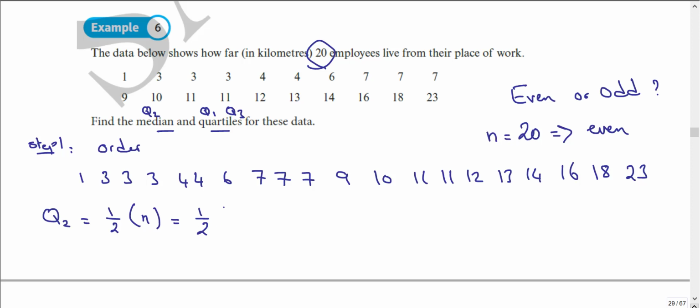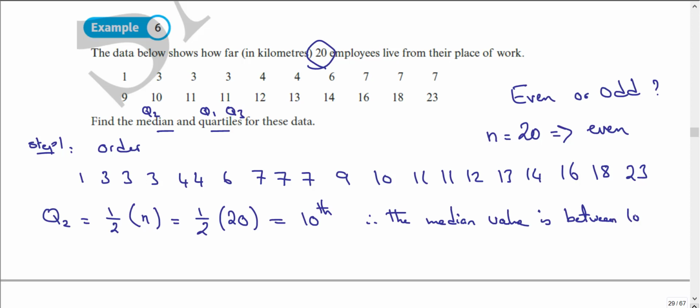So n is 20, and half of that is the 10th position. So Q2 is at the 10th position. Since the answer is 10, the median value is between, pay attention please, this is important, the 10th and the next one, the 11th. So the median value is between the 10th and the 11th.